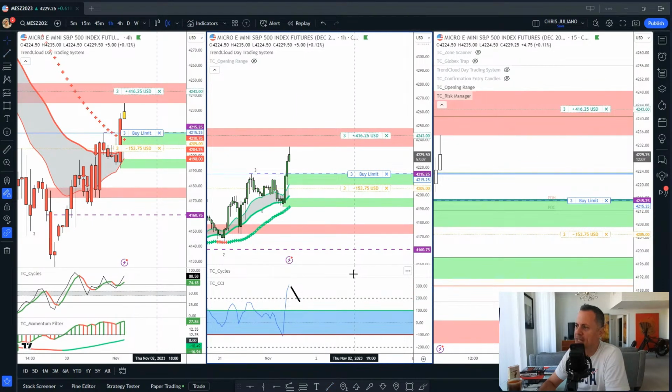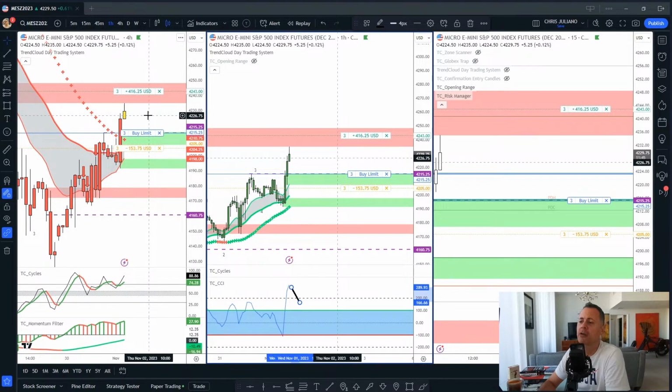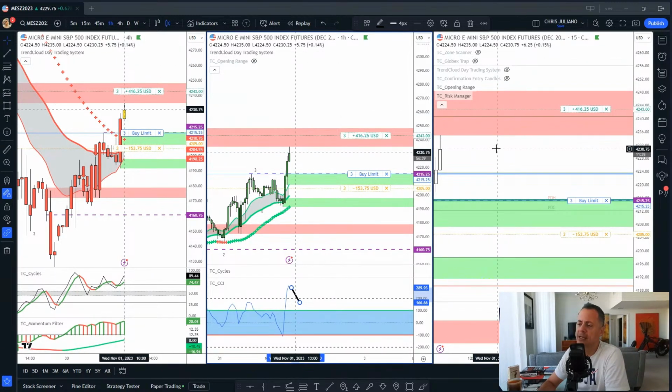So when we get the pullback into here, I think it's going to do something like this. I don't think we're going to even break through and go back into the middle unless big institutions really start selling the rips here. Here we go. Yellow candle transitioning to the upside. That's what we wanted to see on that 4-hour chart. Okay. Everything is pointing up. Great. We can take a nice 1% risk on our zone.